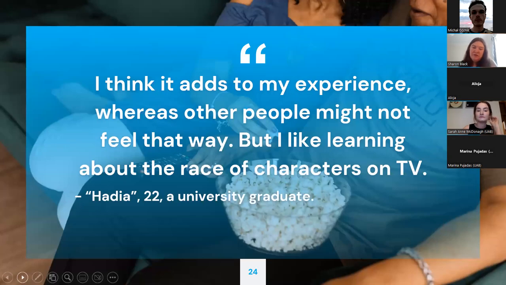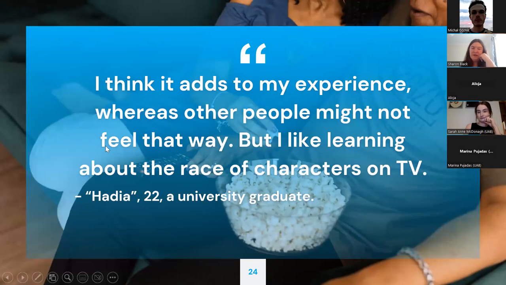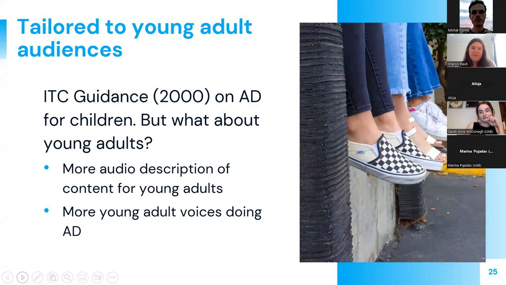Hadia, which is a pseudonym for a 22-year-old university graduate taking part in the study, said, "I think it adds to my experience, whereas other people might not feel that way, but I like learning about the race of characters on TV." So that actually links to the theme on diversity. Hadia talked about diversity and that it's important to her. And she likes learning about the race of characters on TV.